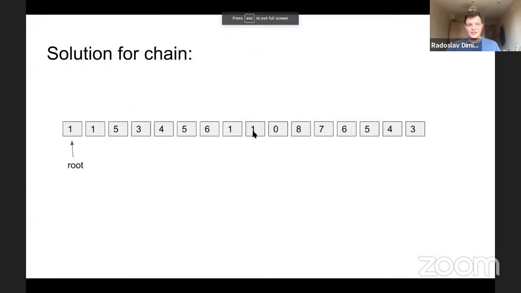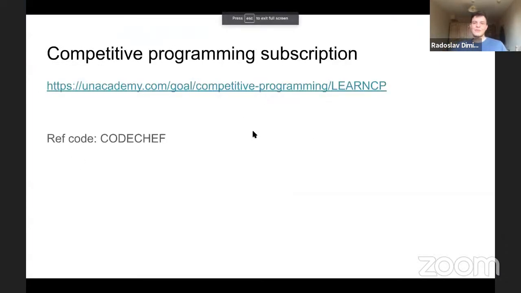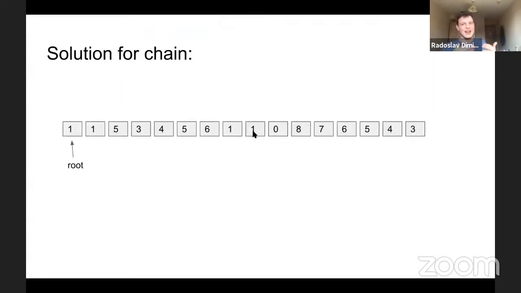First, as I already mentioned, I'm going to explain how we are going to solve the problem if we just had a chain. In other words, a chain is simply the root vertex having a bunch of children in a large line.